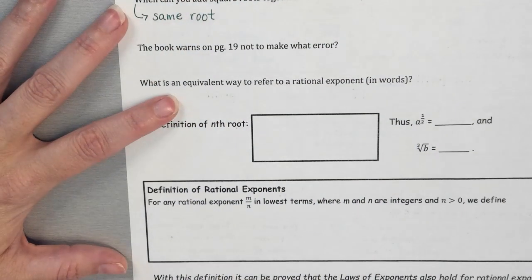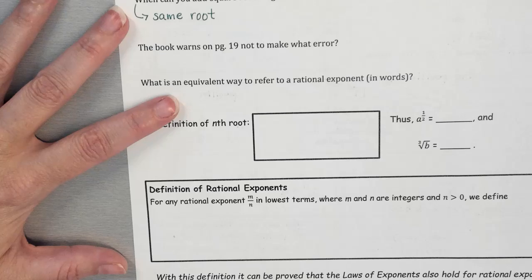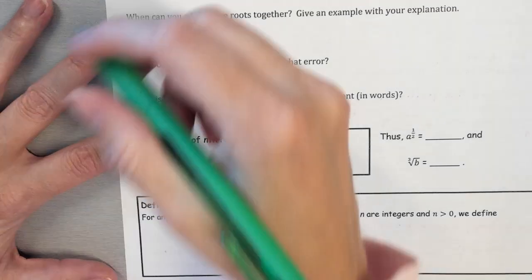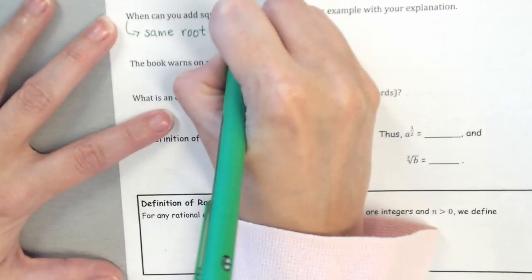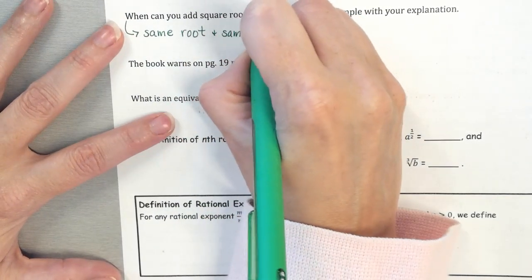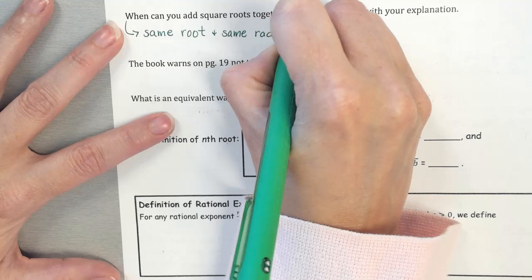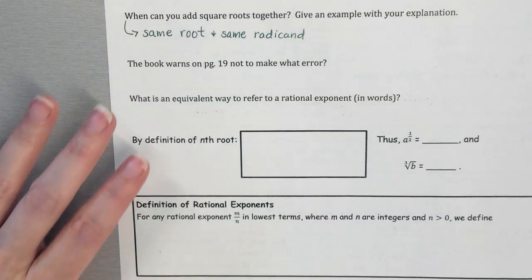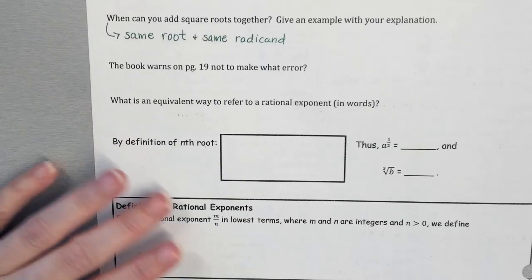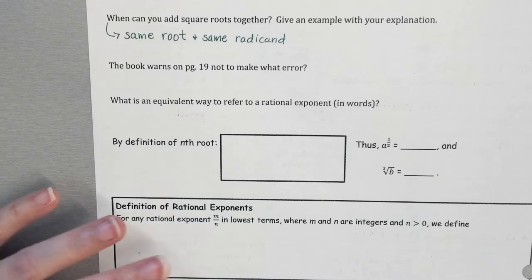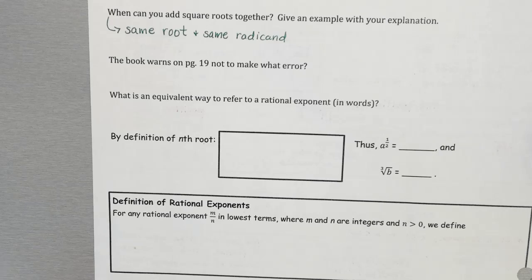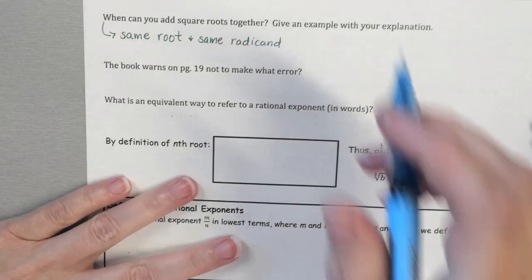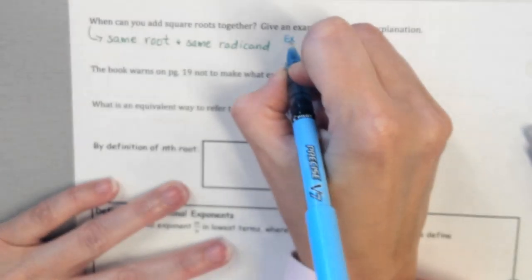So they have to be either the square root, the cube root, the 4th root, and you have to have the same radicand. Yep, that will be your index. We reviewed that today. Okay, so the same root and the same radicand, so the same number underneath. Okay, so let's do a few examples. It says give an example with your explanation. So we're just going to do the examples together.